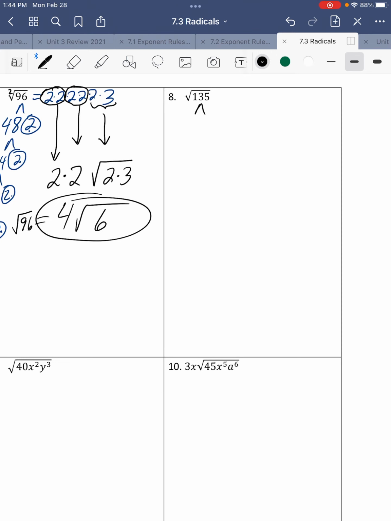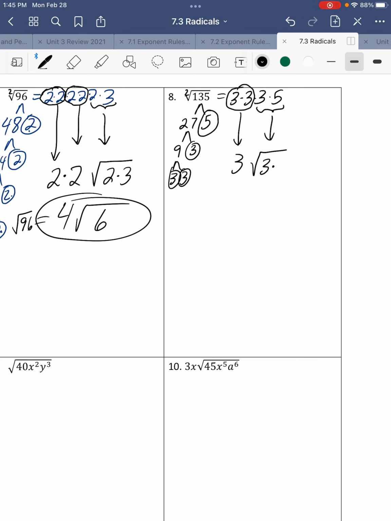All right, 135. That ends in a 5, so that's 27 times 5. 5 is a prime number. 27 is not. That's 9 times 3. And then 3 times 3. I'm going to write this out. We have three 3s and a 5. Looking at what kind of radical it is, it's a square root, so it's pairs. So that 3 is going to come out. And the 3 times 5 does not have a pair, so that's going to stay underneath the square root. So we have 3 times 5 is 15.